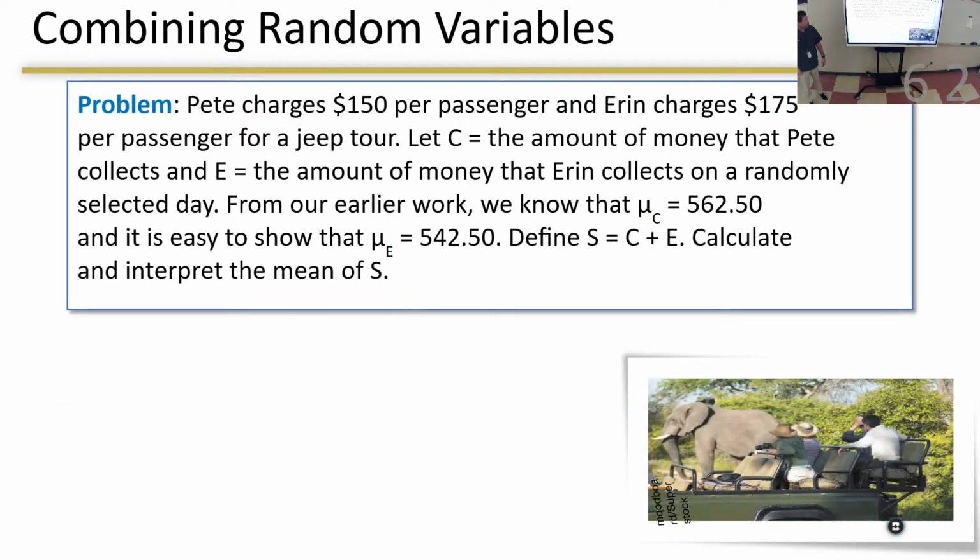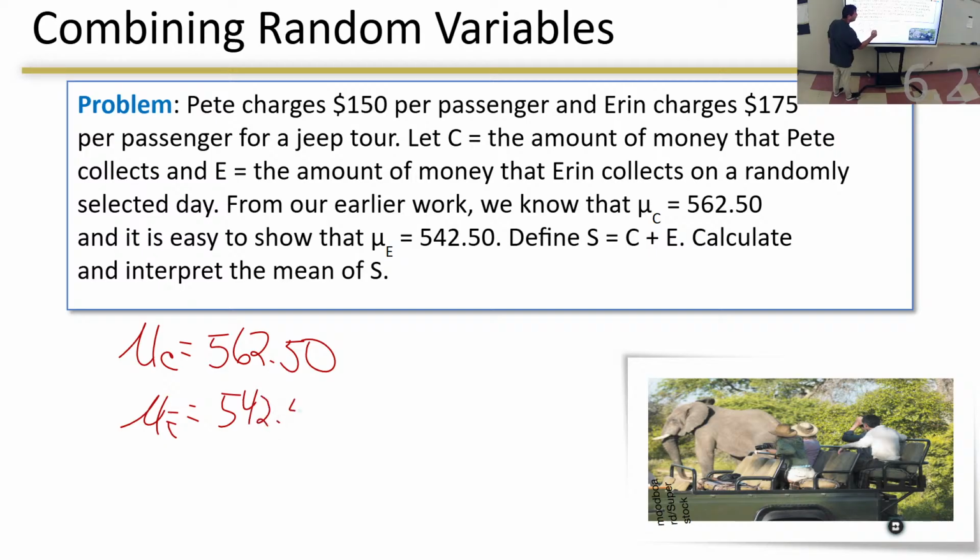Shouldn't be too hard. Now we're starting to combine some of this stuff we're learning. Pete charges $150 per passenger. Erin charges $175. Huh. Erin charges more. Let C be the amount of money that Pete makes, and E be the amount of money that Erin makes. From our earlier work, we know that mu sub C, how much Pete normally makes on a trip, is $562.50. Erin normally makes $542.50, even though she charges more. She doesn't make as much.